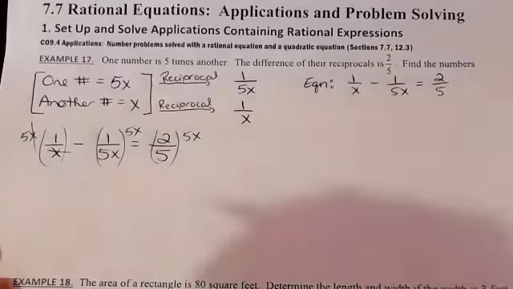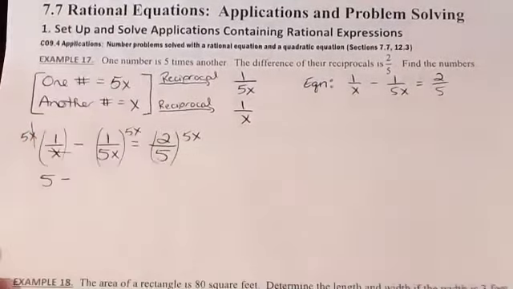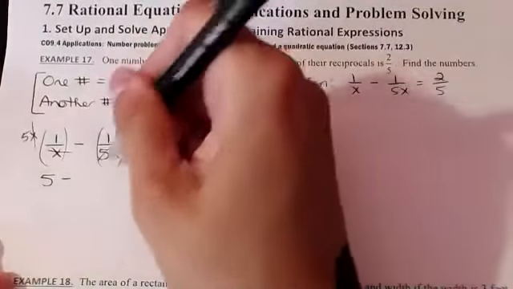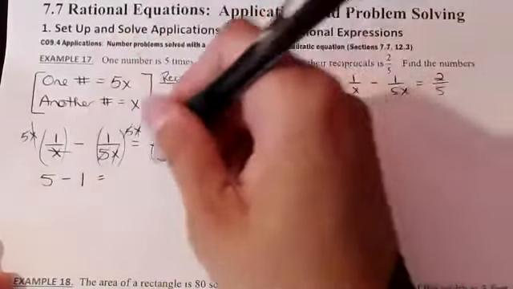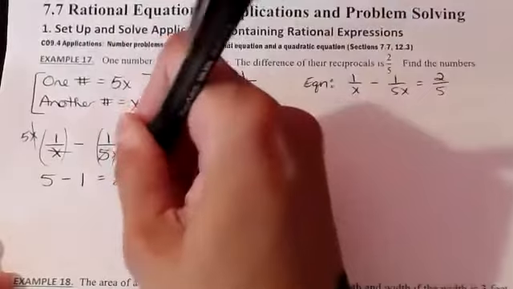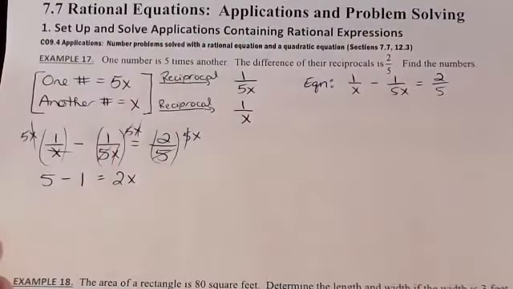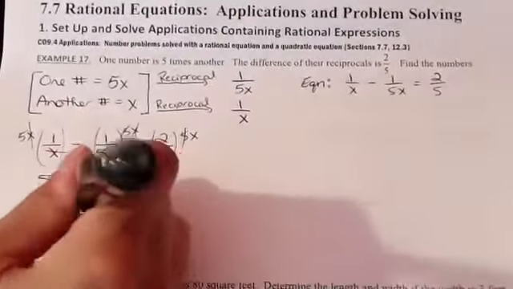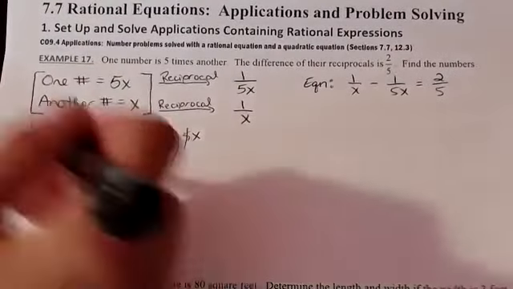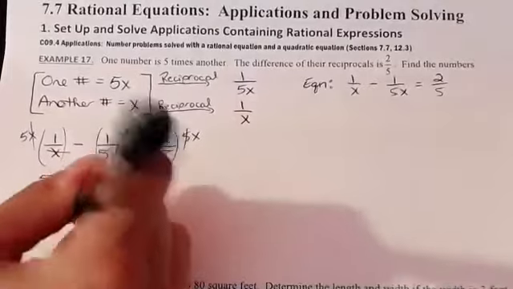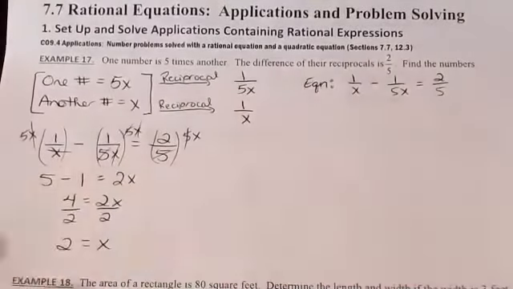5 times 1 is 5. And we're just going through the process that we've seen before. And that's a 1. And that's a 2x. And then we can simply say 5 minus 1 is 4. And then, of course, let's solve. And we find that x is 2.